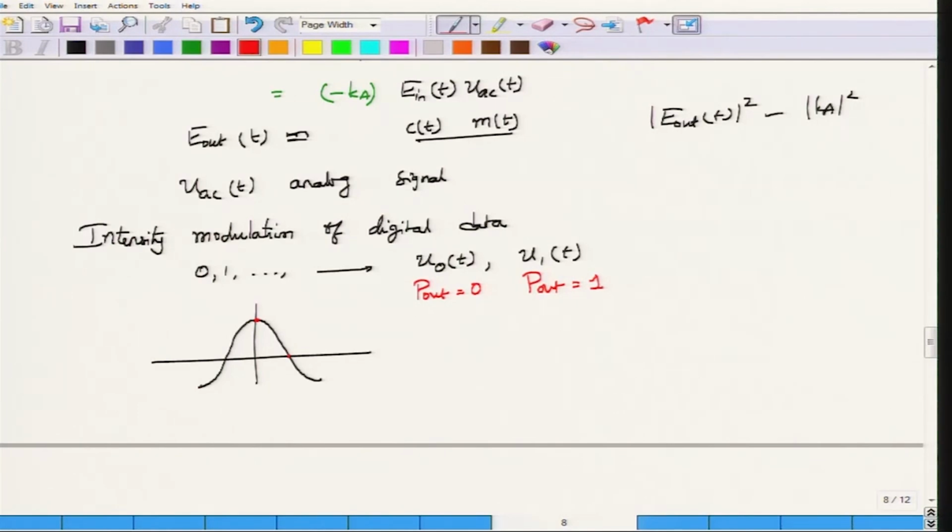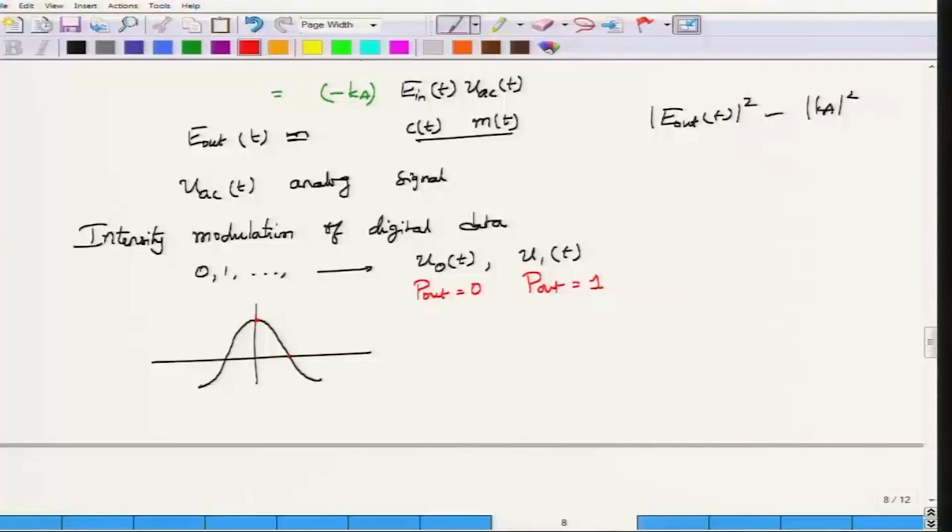So, you have to switch between these two values as and when I get a sequence of zeros and ones. I have to choose the values of u0 of t such that for bit 0 I get the output power equal to 0. I have to choose u1 of t such that for the bit 1, which is mapped to u1 of t, the output power should be equal to 1. From the transfer characteristic, it is very simple and obvious what these values should be. Of course, there are an infinite number of choices because the modulator transfer characteristic is periodic, but over this one period from minus v pi to plus v pi or from minus 2 v pi to plus 2 v pi, the choices are fairly simple.